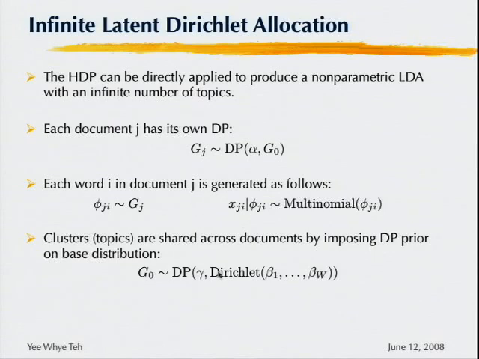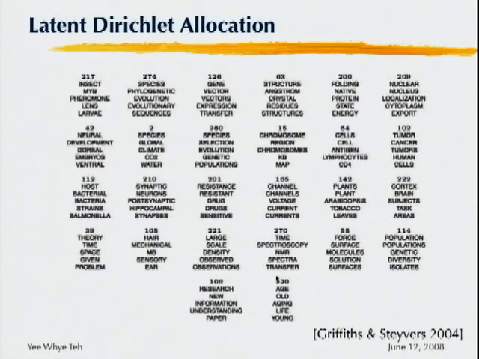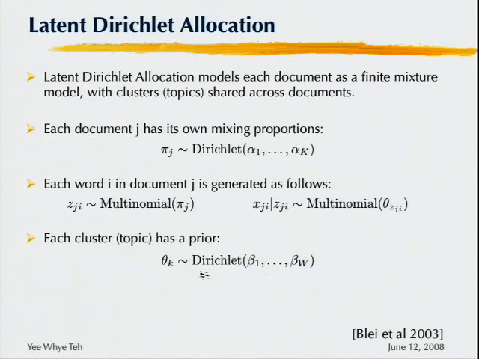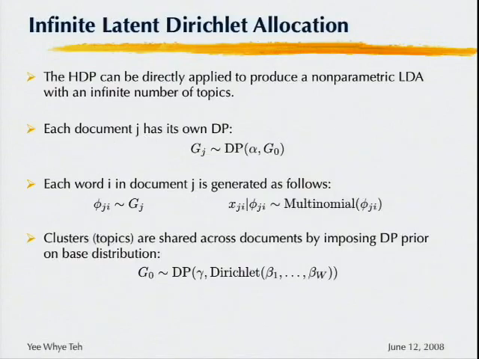Okay. And now, to induce sharing of the topics across our corpus, we'll simply say that the base distribution G0 is itself going to be random and be drawn from some Dirichlet process, some global Dirichlet process. And the base distribution for this Dirichlet process is basically the same as the prior over the topic parameters in LDA.